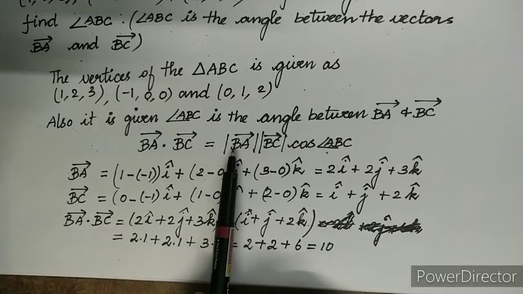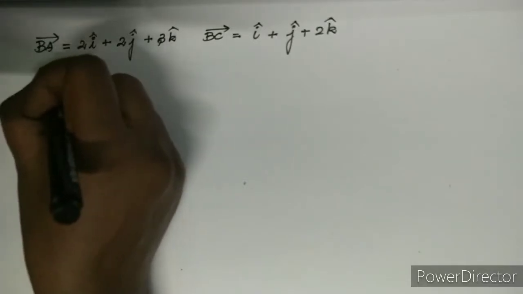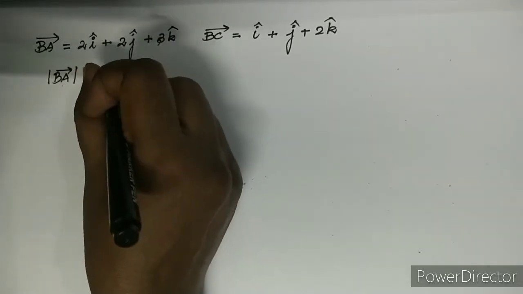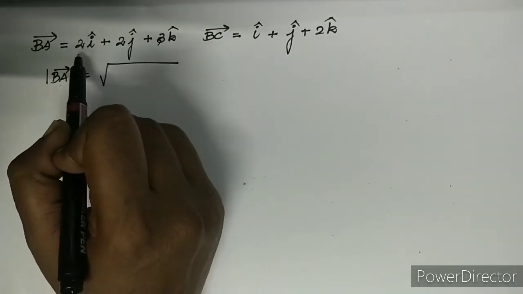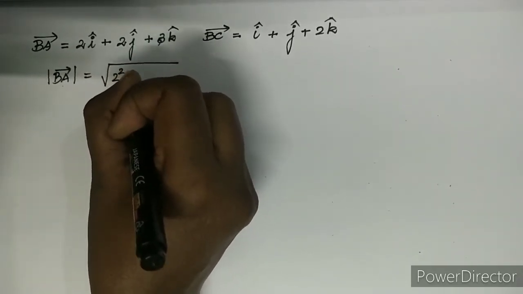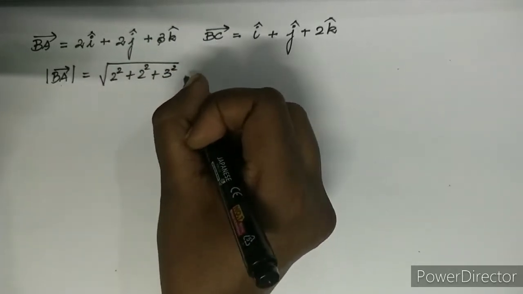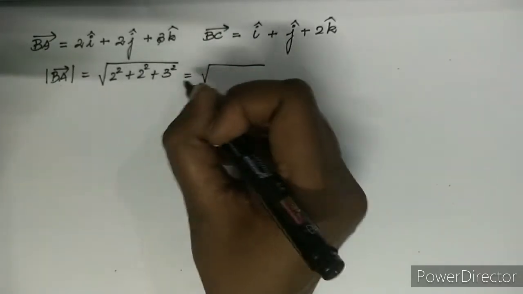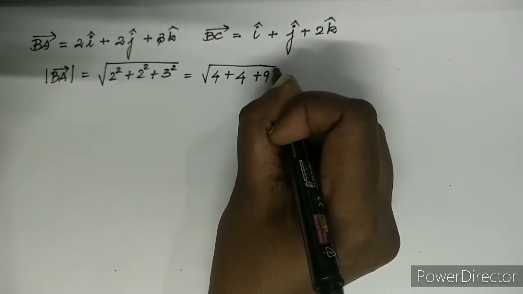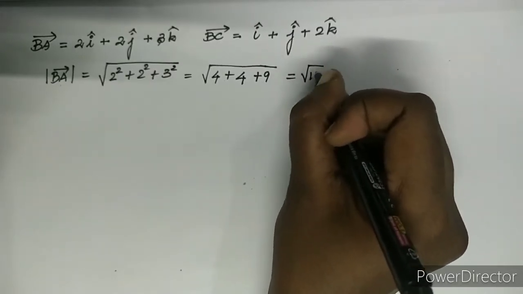Next we will find the magnitude of BA vector and the magnitude of BC vector. Magnitude of BA vector is equal to the root of the sum of squares of the scalar components of i cap, j cap and k cap of BA vector, which is 2 square plus 2 square plus 3 square, which is equal to root of 2 square is 4, again 2 square is 4 and 3 square is 9. 4 plus 4 is 8, 8 plus 9 is 17, we'll get root 17.